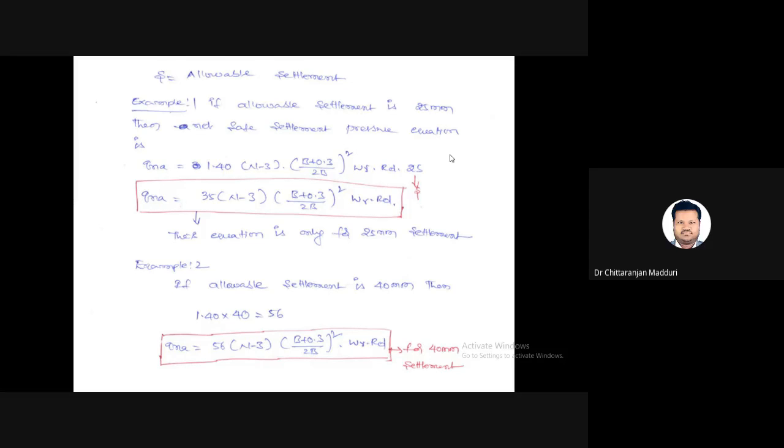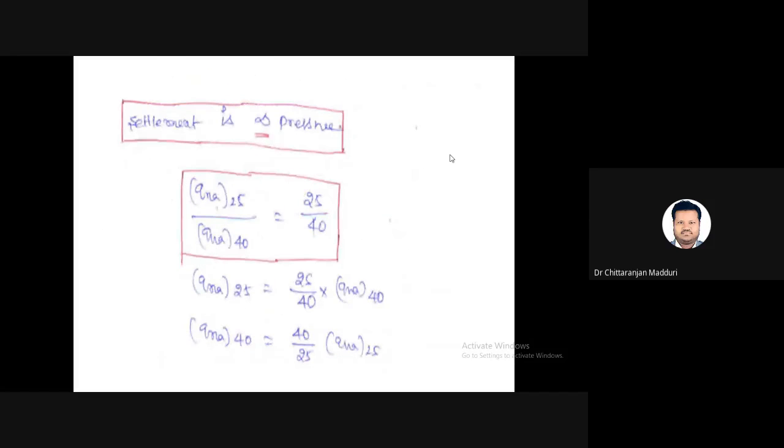Suppose it is 35 mm settlement, you should multiply 35 with the 1.40, and you get one constant. So the equation may be modified according to that constant. Settlement is directly proportional to pressure. So if you know the allowable bearing pressure for 25 mm settlement, you can find out the allowable bearing pressure for 40 mm settlement by using this relation.